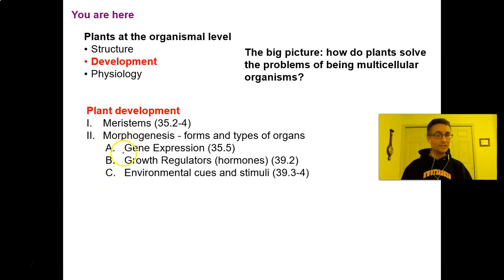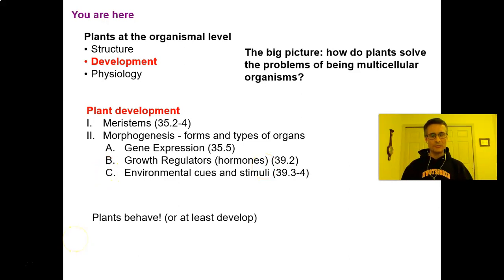I'll break morphogenesis into three parts. We'll think about gene expression that's involved in morphogenesis. We'll think about how gene expression is influenced by growth regulators, such as plant hormones. And eventually we'll think about how environmental cues influence the growth regulators, which in turn impact gene expression. This is going to span a couple of chapters. Meristems and gene expression are in chapter 35, and growth regulators and environmental stimuli are in chapter 39. I think they go together very well, but apparently I disagree with Campbell.